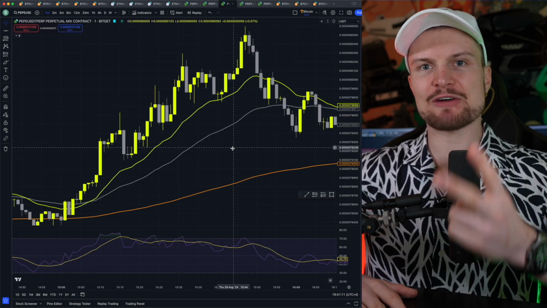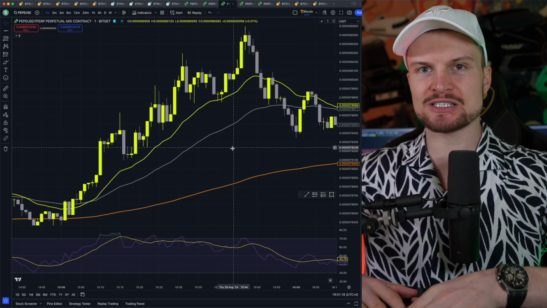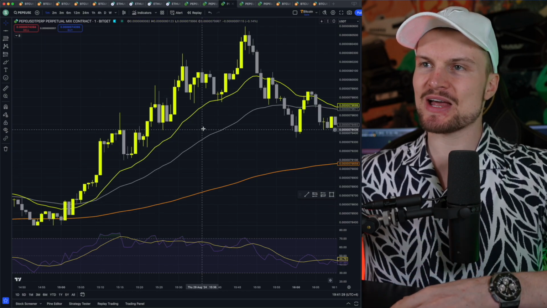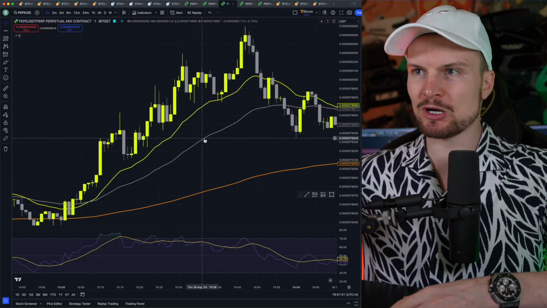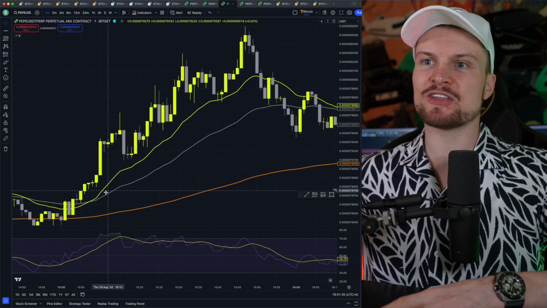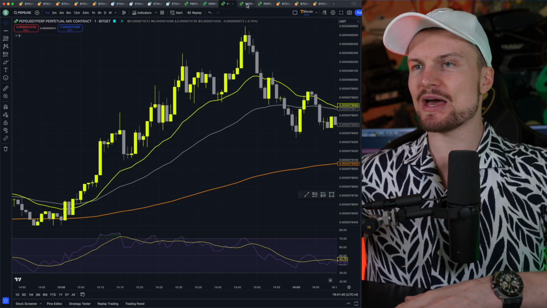The 3 EMAs have 2 purposes. The first purpose is they are dynamic support and resistance in the uptrend and downtrend. When the EMAs are opened up to the upside and the 21 is on top, 50 is below, and the orange one below, that's when you are in a strong uptrend, and that's when the 21 and 50 are dynamic support. Same thing in a downtrend, they are resistance.